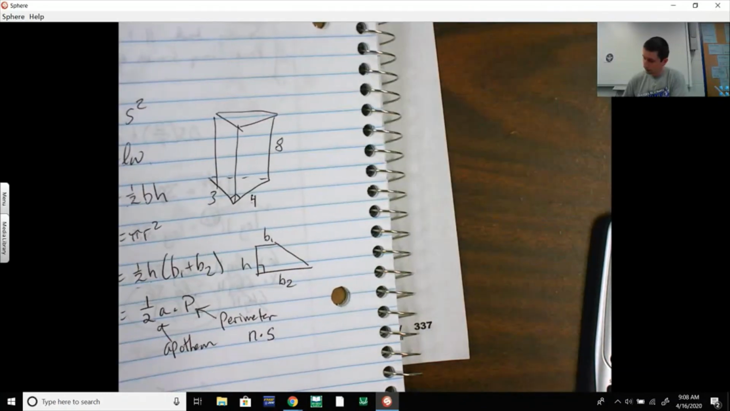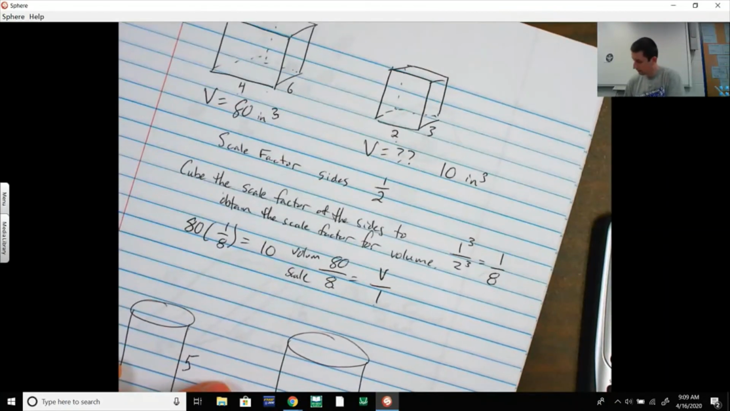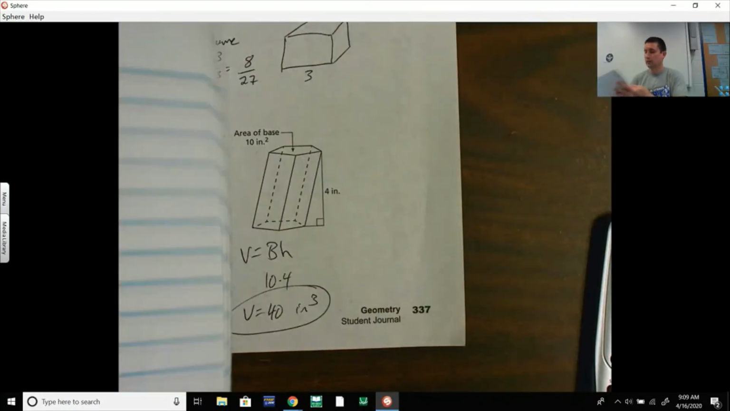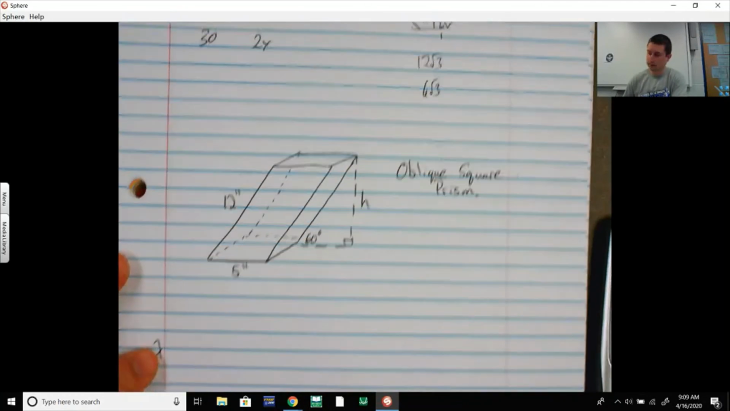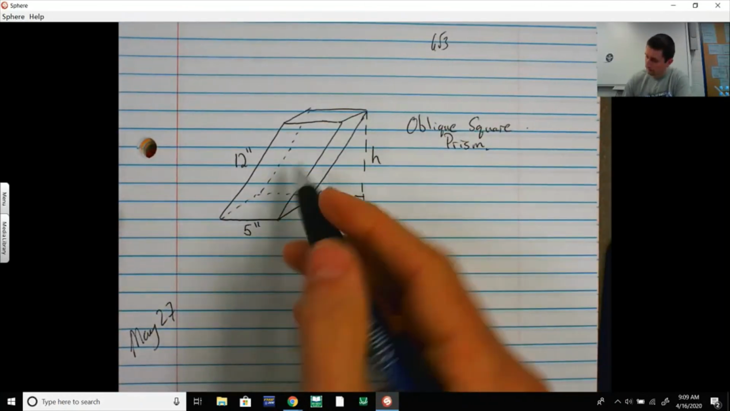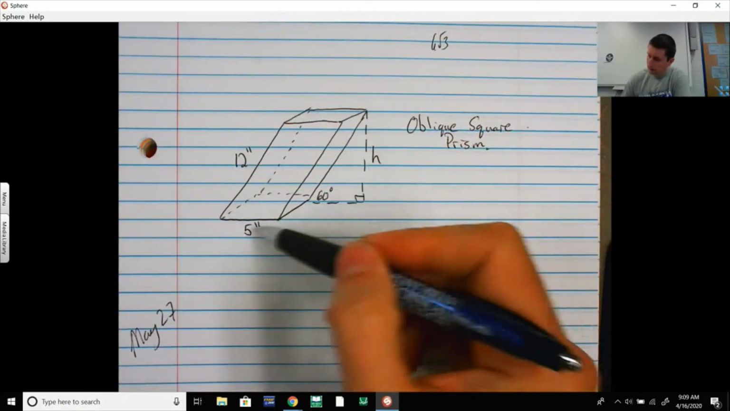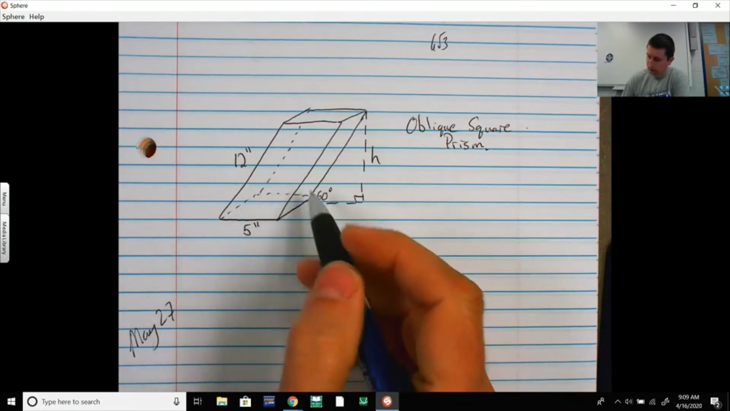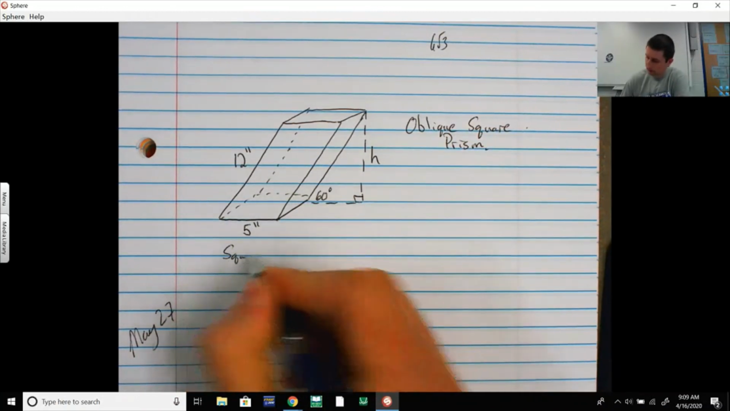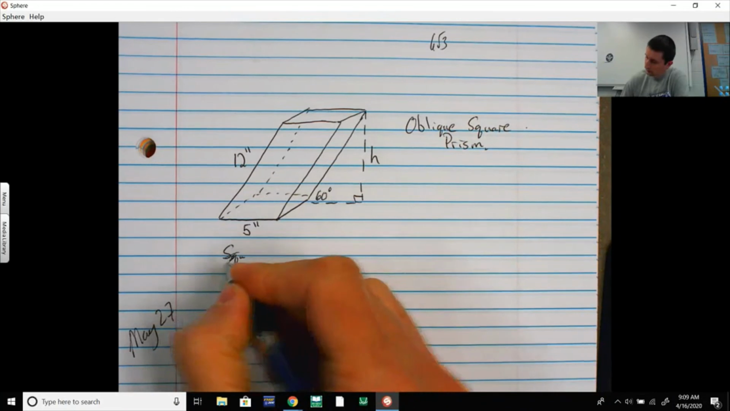The other example I wanted to cover with you is sometimes they won't give you the height, but they will give you the slant height. And you have to remember your 30, 60, 90 rules again. Okay, they're coming back into play. So they want the volume of this. Let's say this is a square prism. It's an oblique square prism. I had it written up there.